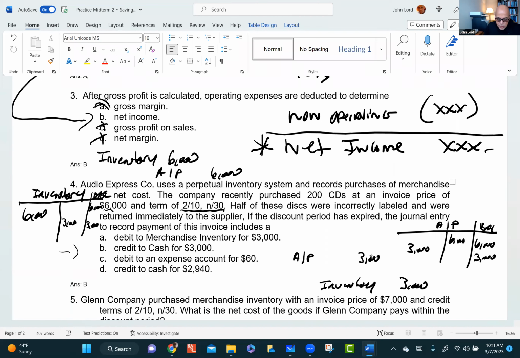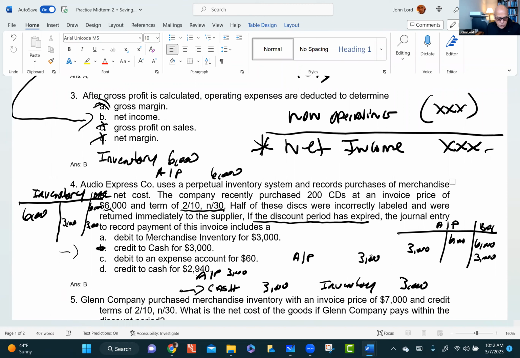Then they say if the discount period has expired, that means I didn't take the vendor's discount, then I have to do what? I have to pay them the whole amount. When you pay somebody, your cash decreases, as you well know. To decrease cash, I have to credit it. I credit the cash 3,000. I debit the accounts payable 3,000. Is it true that there was a credit to cash for 3,000 on that transaction?